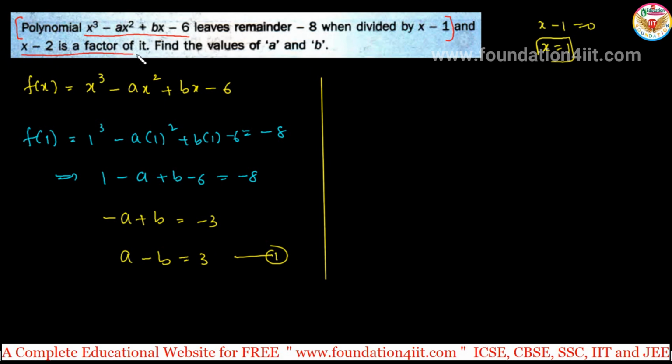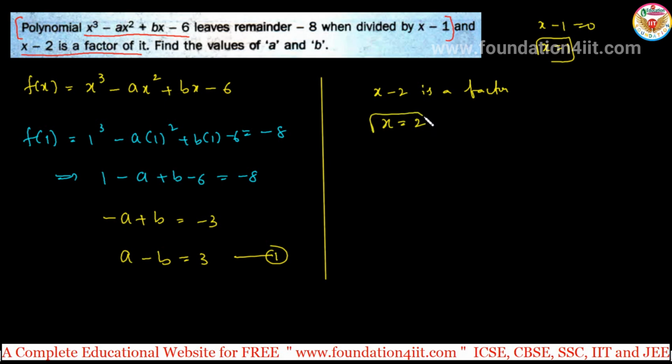Now, x minus 2 is a factor of it. Since x minus 2 is a factor, as per the factor theorem, x is equal to 2. So f of 2 is equal to 0. So f of x, value 2, right? So f of 2 must be 0. Let us substitute 2 in this. Wherever x is there, you substitute 2.